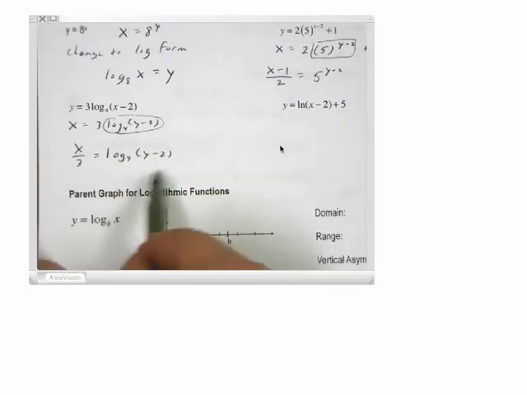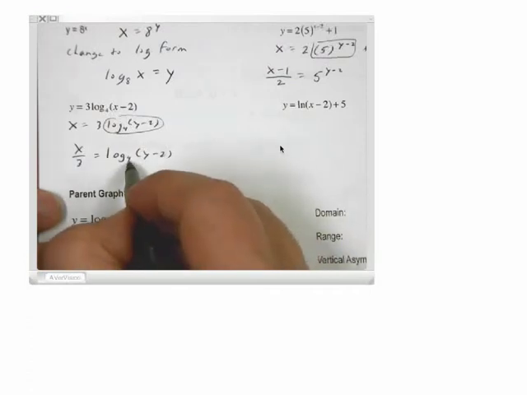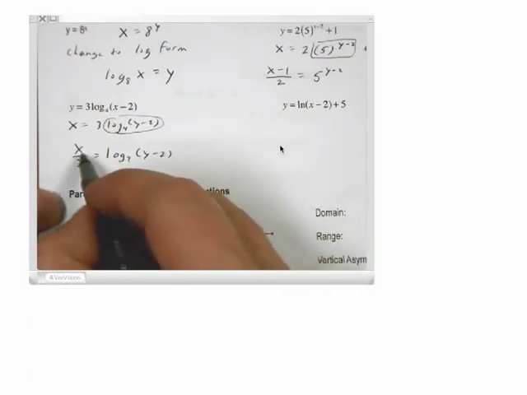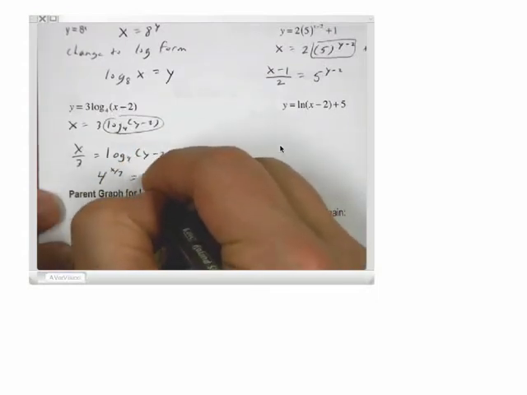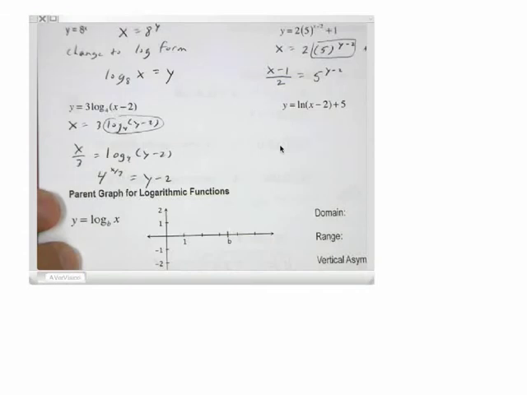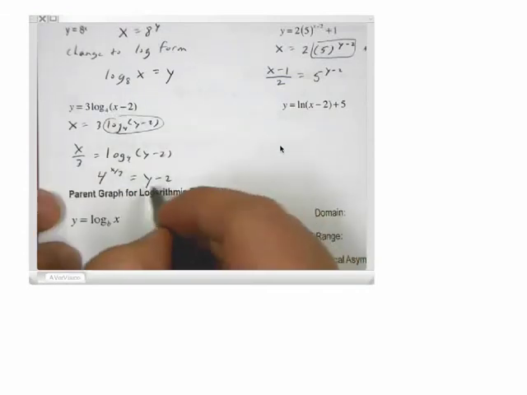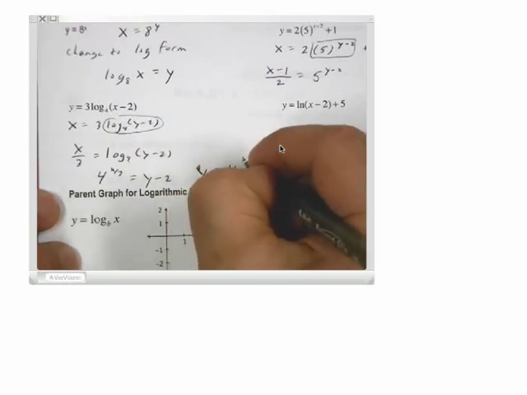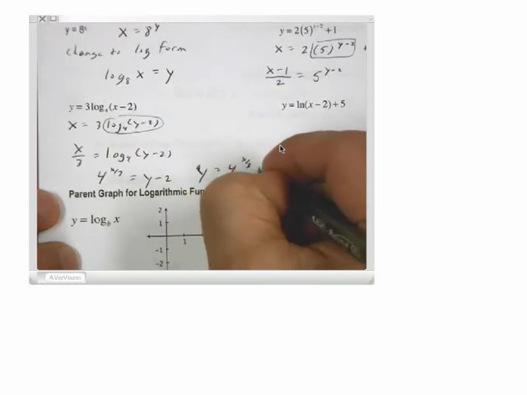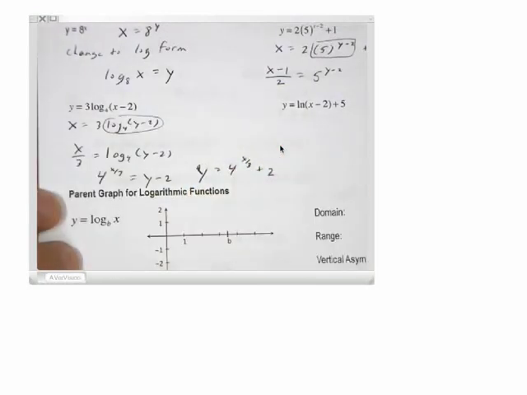And now I'm going to change this to exponential form. Okay, so this form says I take the base of the logarithm 4, I raise it to this power, so 4 to the power of x over 3, and that's going to be equal to y minus 2. And then I got to get y by itself, so I'm going to add the 2 to the other side. So I have y is equal to 4 to the x over 3 power plus 2. Okay, started out with a log equation, inverse is an exponential equation.